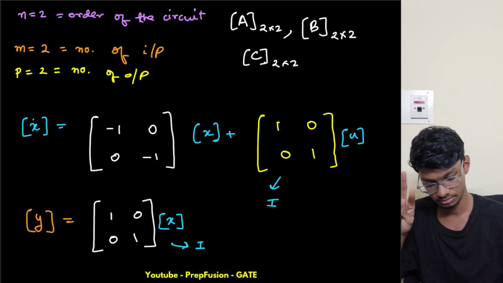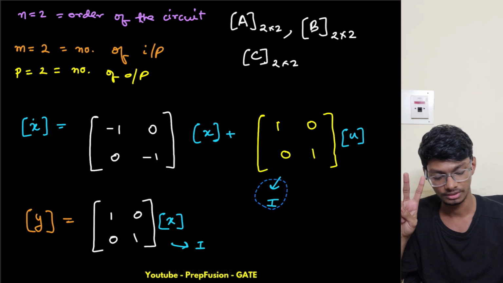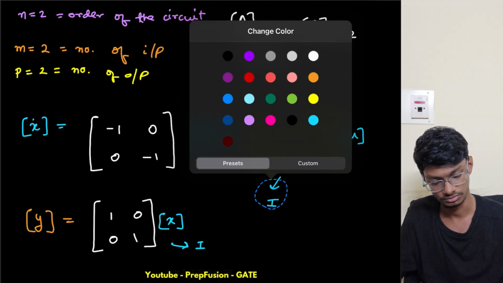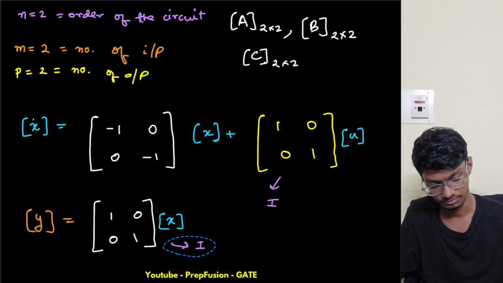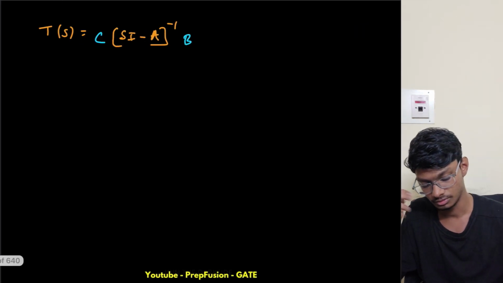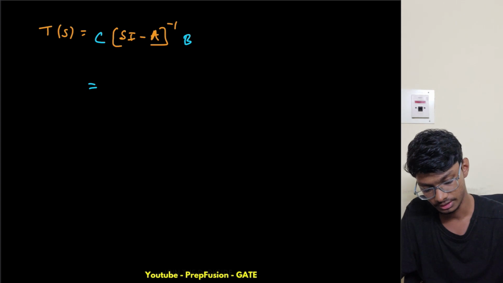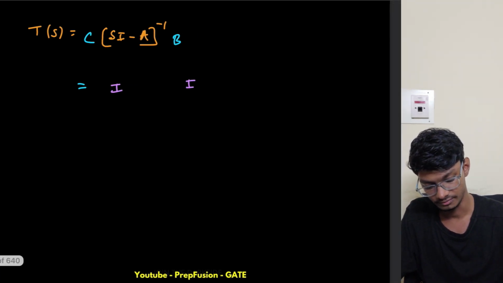So C and B are identity matrices, so multiplying them will be very easy, we don't have to do anything. Okay, so let's color them. Right now C is I only, and B is I only. Now what is (sI minus A) inverse?